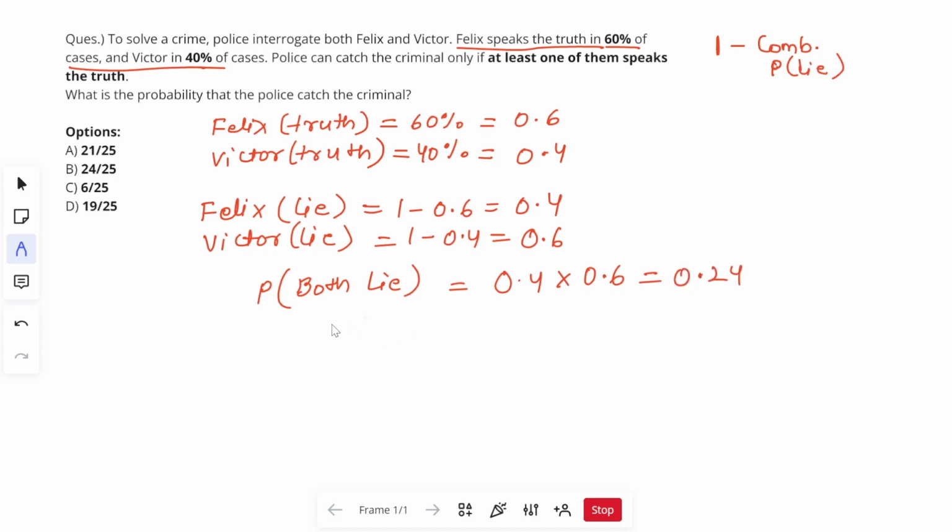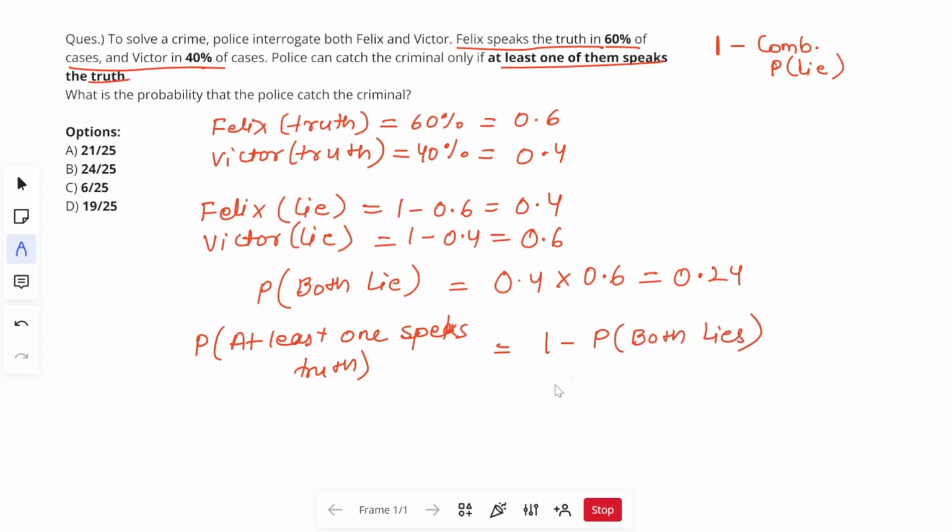Now we have the combined lies. The final answer we are finding is the probability that at least one person speaks the truth. If you see in the question, at least one of them speaks the truth. So the probability that at least one of them speaks the truth is 1 minus the probability of both lying. If we remove the probability of both lying out of 1, we will have the probability of at least one of them speaking the truth. So 1 minus 0.24 gives us 0.76.